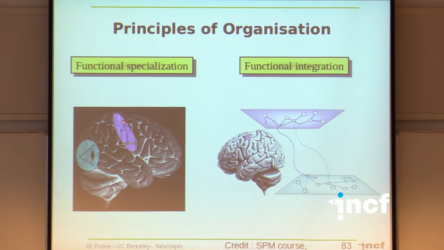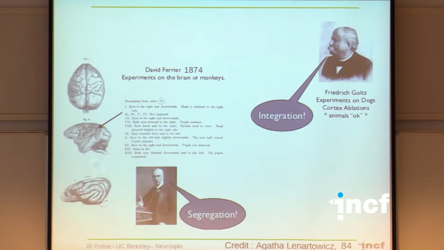There's also the aspect of functional integration: how do regions talk to each other, so to speak. And it's not a recent question. In the 18th and 19th centuries, scientists working on animal models were lesioning some part of the brain of the animals, and some of them were thinking, when I lesion that, the animal cannot do this, cannot function in that area anymore. And some of them were saying, I can remove a big part of the brain, and I can't see any behavioral effect.